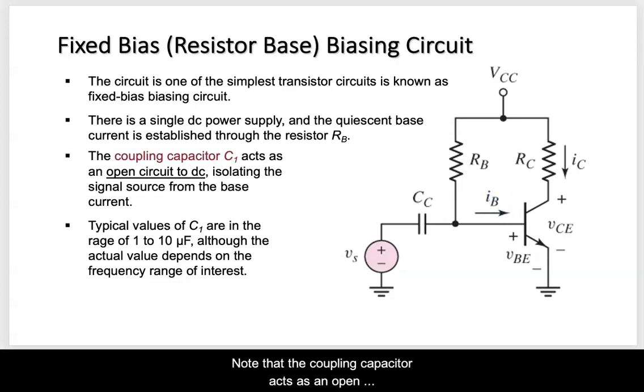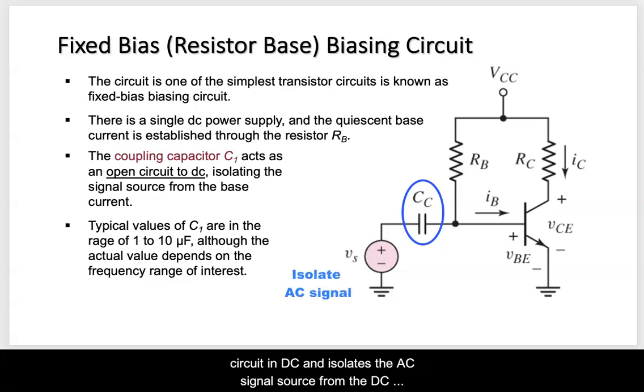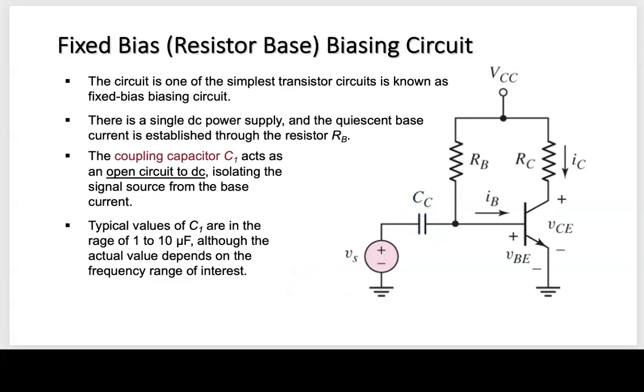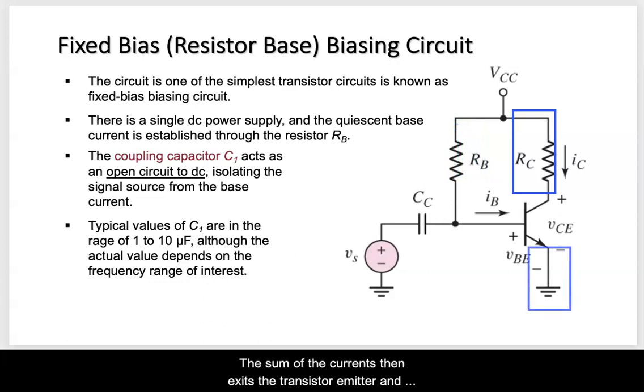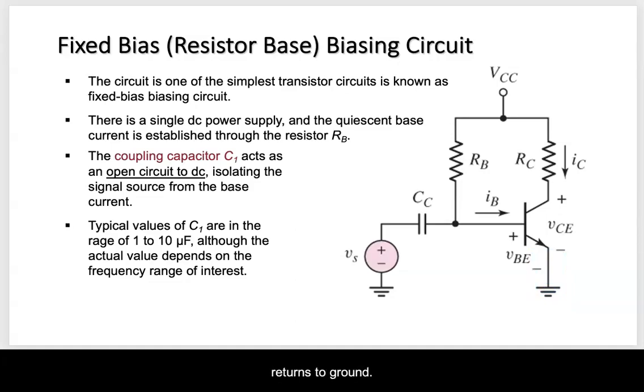Note that in this circuit, the coupling capacitor acts as an open circuit in DC and hence isolates the AC signal source from the DC base current. Typically, the coupling capacitor is in the range of 1 to 10 microfarad. In this circuit, the current enters from VCC and splits between the base through RB and the collector through RC terminals. The sum of the currents then exits the transistor emitter and returns to ground.